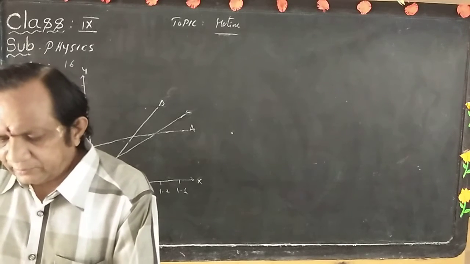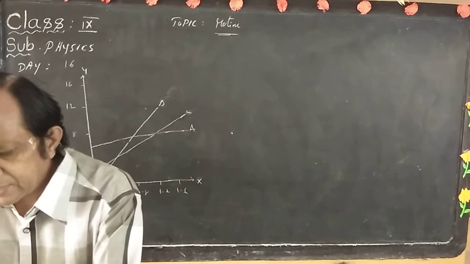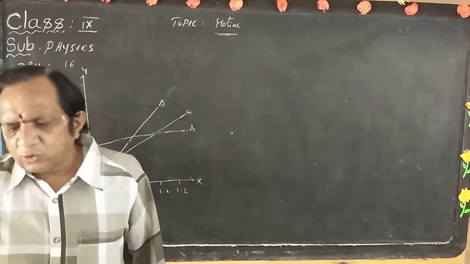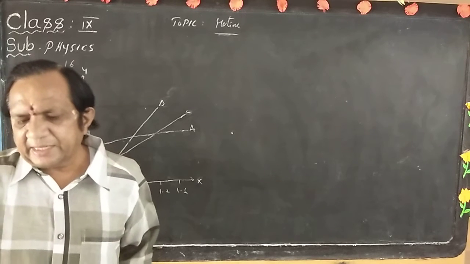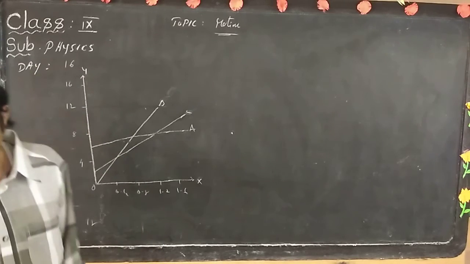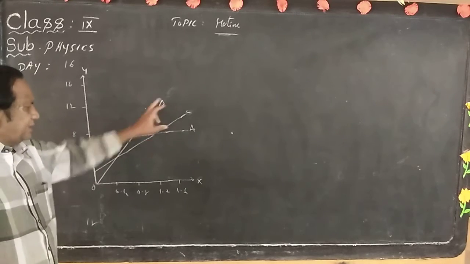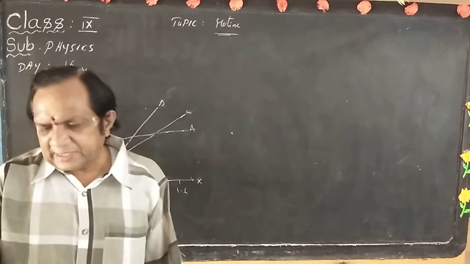Which of the three cars is traveling faster? So the slope of line B is greatest. B's slope is greater than C and A, that's why car B is traveling faster.